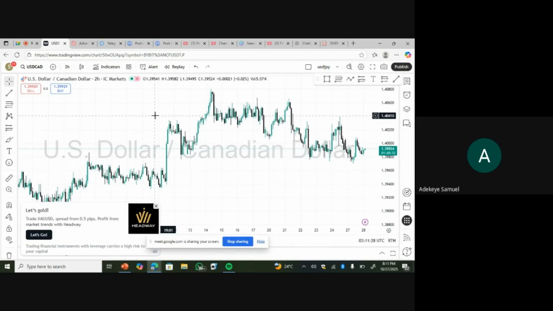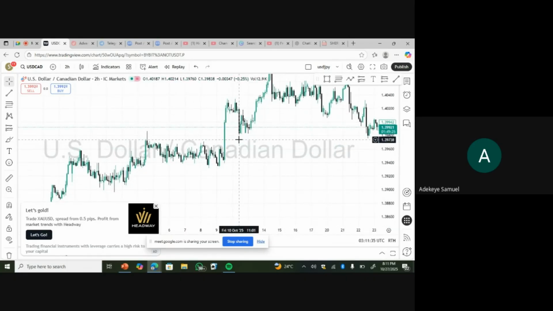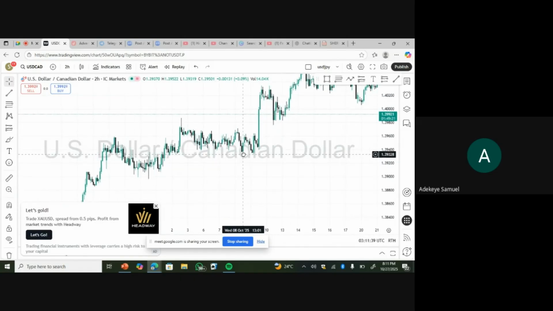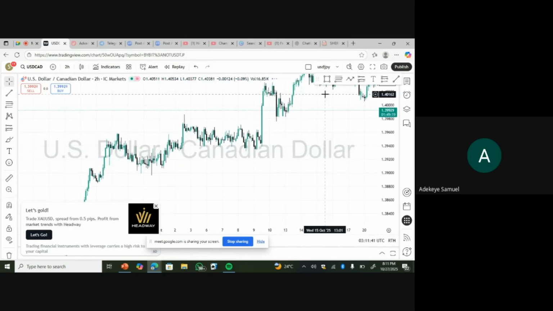Now, how can you understand this? Let me show you what I mean in my chart here. Let me use this one as an example. This is what I'm trying to explain here.